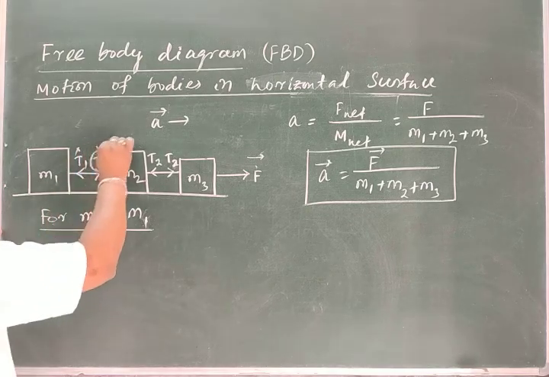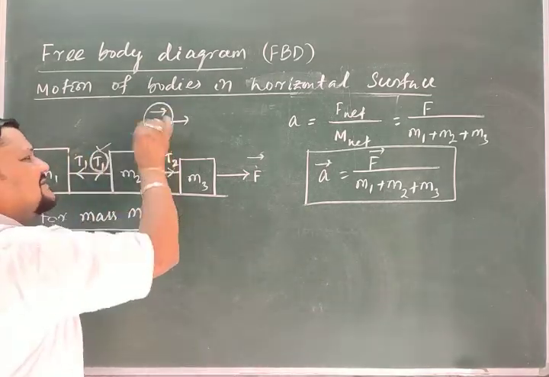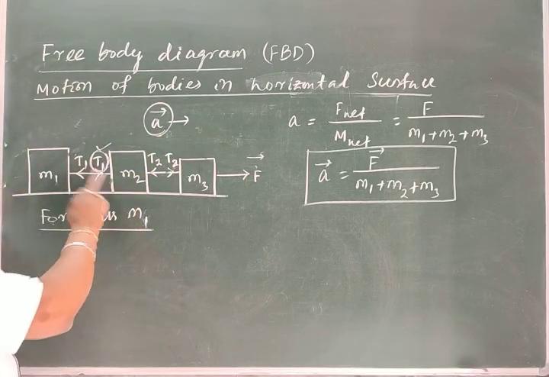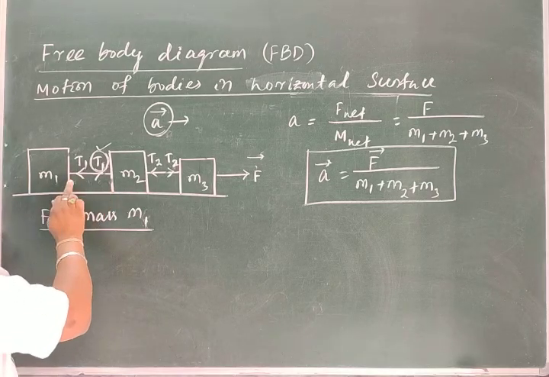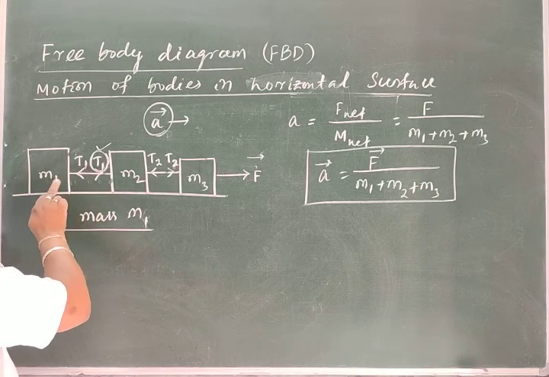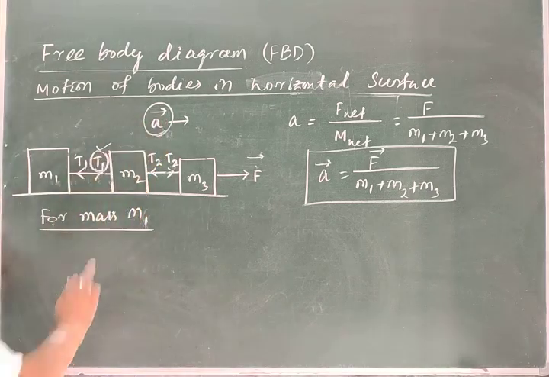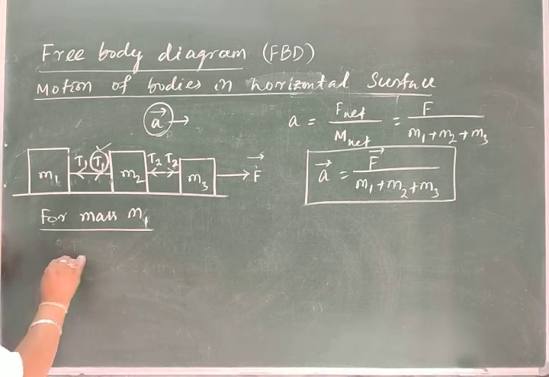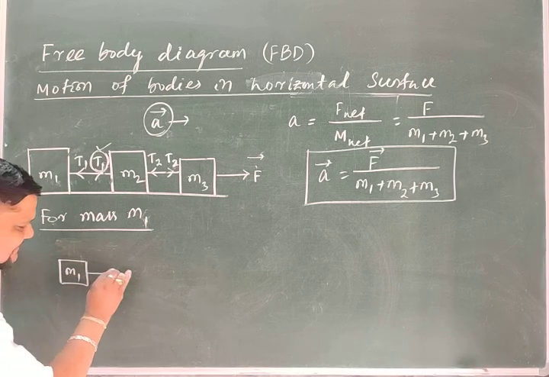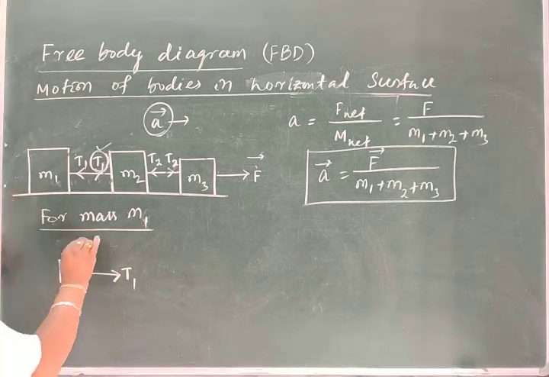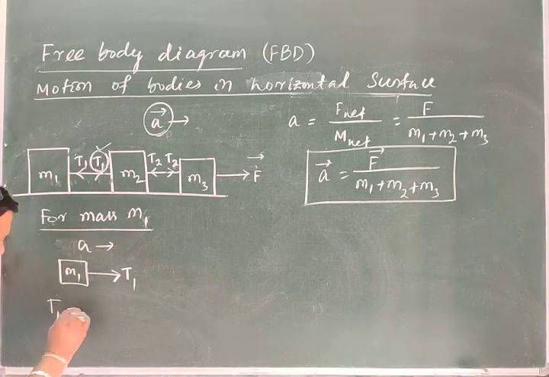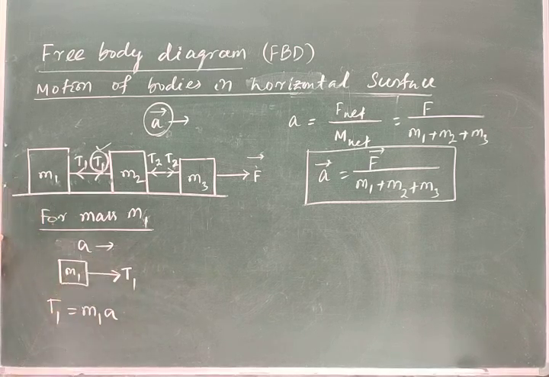So why will I take this T1? Then a confusion comes, because the acceleration is along this direction. If the acceleration is along this direction, there must be a force along this direction. So don't get confused. There are T1 and T2. You can say that this is the tension on this mass M1 which gives the acceleration. So for mass M1, I will write T1. Let me draw the free body diagram. For mass M1, the tension is along this direction, T1, which gives an acceleration along this direction. So T1 is equal to M1A.